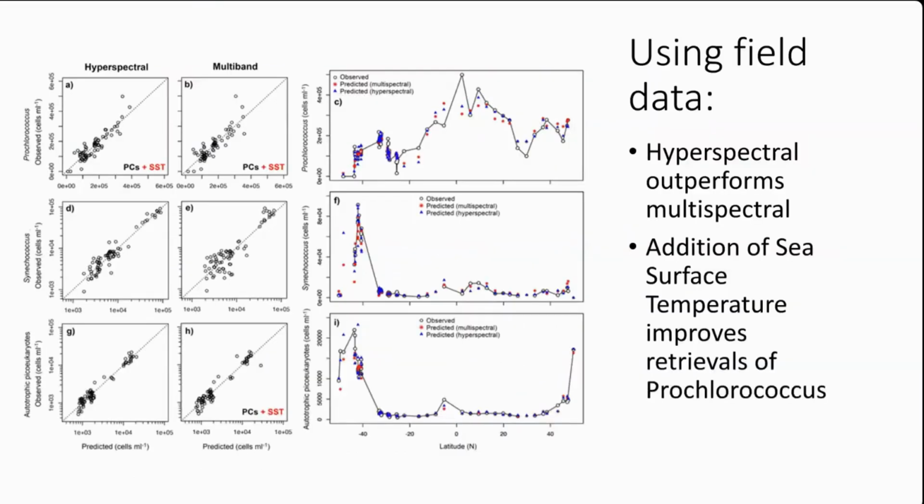And one thing that she has found is that if she uses multi-band data, such as from MODIS and the historical multispectral algorithms, she can get some retrieval of all these three types. However, hyperspectral definitely outperforms multispectral. It gives us better retrieval. Additionally, if she adds sea surface temperature to constrain specifically Prochlorococcus retrieval, she gets much, much better retrieval. So by combining hyperspectral imagery and sea surface temperature, she managed to get a really good retrieval from her field data.